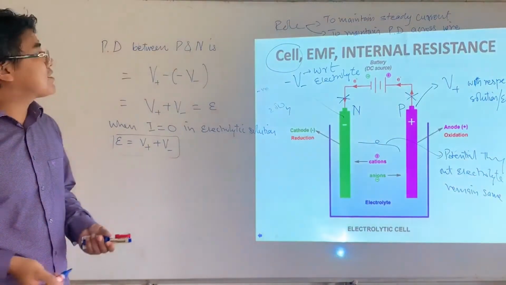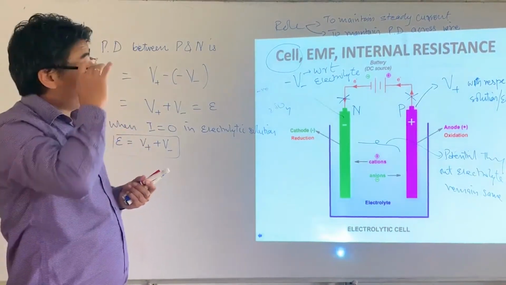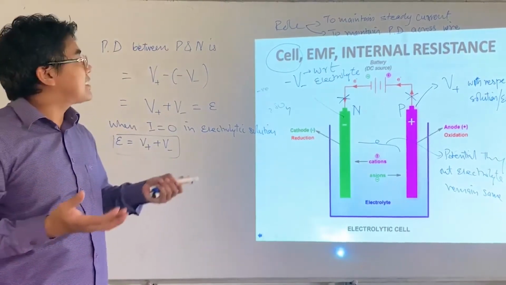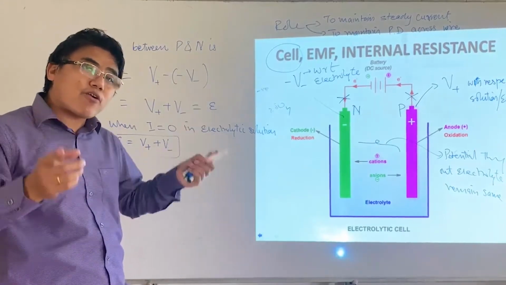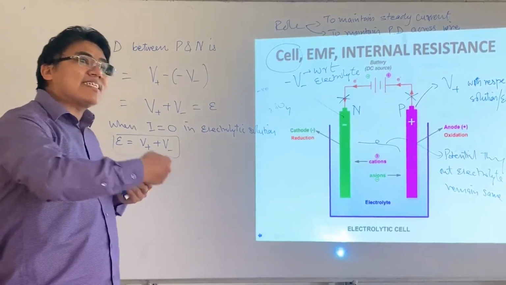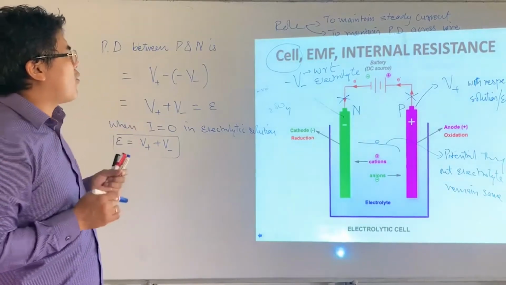So the role of a cell is to maintain a steady current. And to maintain a steady current, the cell maintains a potential difference. The potential difference across a wire would remain the same so that there is a steady flow of current. Alright, so this is very, very important, right?